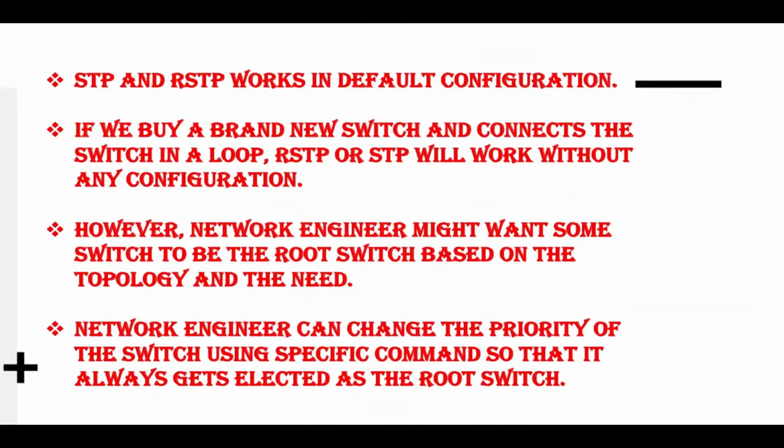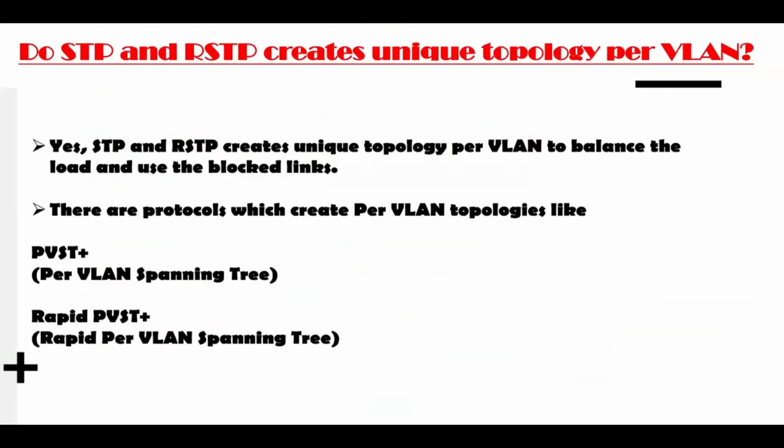STP and RSTP work in default configuration. If we buy a brand new switch and connect the switch in a loop, RSTP or STP will work without any configuration. However, a network engineer might want some switch to be the root switch based on the topology and the need. The network engineer can change the priority of the switch using specific commands so that it always gets elected as the root switch.